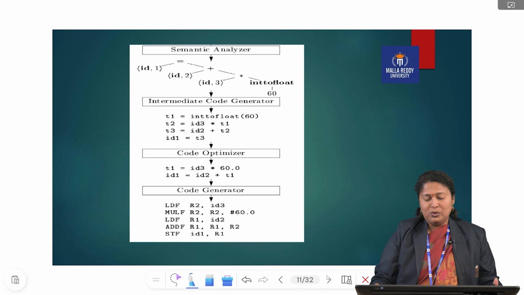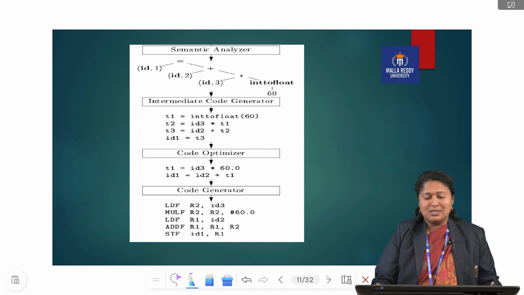Next let us go to the synthesis part. The synthesis part is the intermediate code generator, code optimizer and code generator. Here, the output of the semantic analyzer we have seen is converting into float. Now this output of the semantic analyzer is given as input to the intermediate code generator. Now here the intermediate code generator will give intermediate code statements. So it will convert the complete input statement that we have given using temp values.